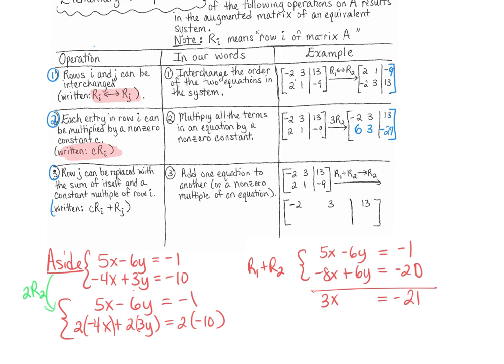Okay? So if we want to combine, we can say negative 2 times row 1. If we want to get a new row 2, we can now combine those operations, in a sense. So that's what we're going to talk about here. Row J can be replaced with the sum of itself and a constant multiple of row I. So C times row I plus row J can give us a new row J. This says add one equation to another or a non-zero multiple of an equation.